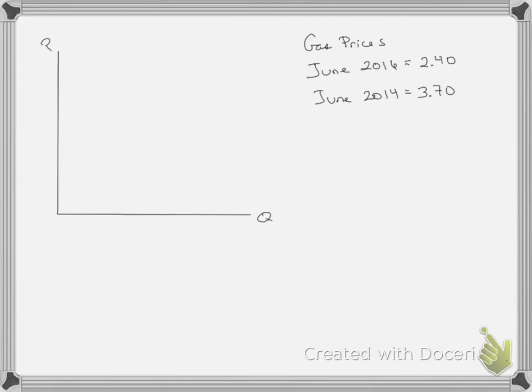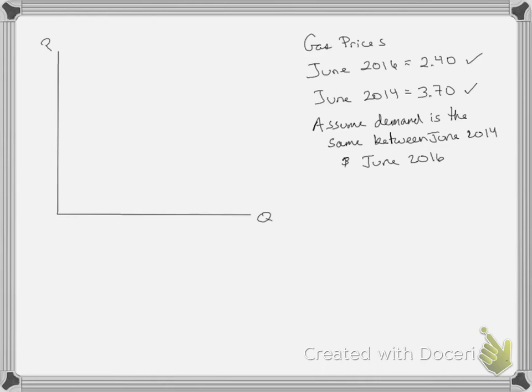So again, in 2014 they were $3.70. They decreased to $2.40 in 2016. That important piece of information is that we're going to assume that demand is the same between June 2014 and June 2016. Okay, so what happened? What could have potentially caused this?